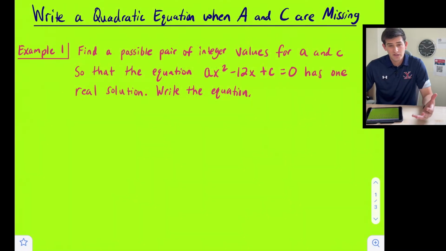How can you write a quadratic equation when a and c are missing? Let's find out. So we're going to look at three separate examples here. One where we want our quadratic to have two real solutions, one where we want our quadratic to have one real solution, and one where we want our quadratic to have two imaginary solutions.